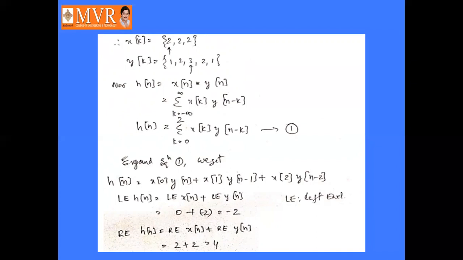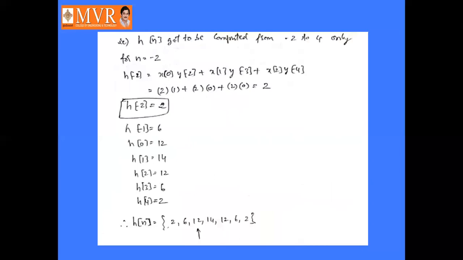So the left hand of h(n) equal to left hand of x(n) plus left hand of y(n). What is left hand of x(n)? Left hand of x(n) is 0. What is left hand of y(n)? Minus 2. So 0 plus minus 2, that is minus 2. Similarly, right hand of h(n) equal to right hand of x(n) plus right hand of y(n). Right hand of x(n) is 2. Similarly, right hand of y(n) is also 2. 2 plus 2 is 4. So h(n) has to be computed from minus 2 to 4.